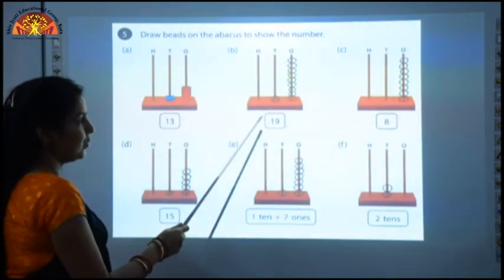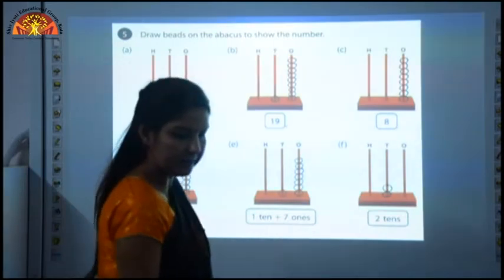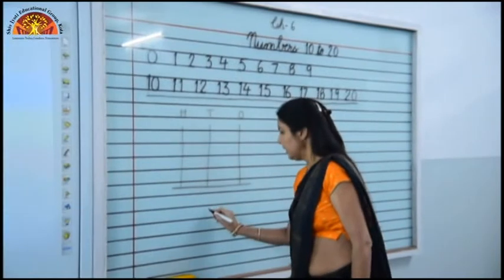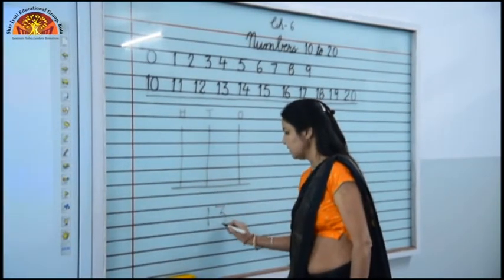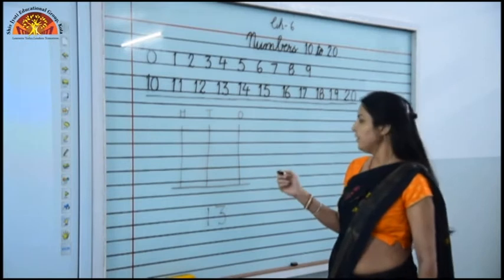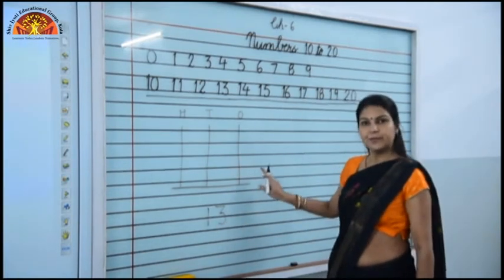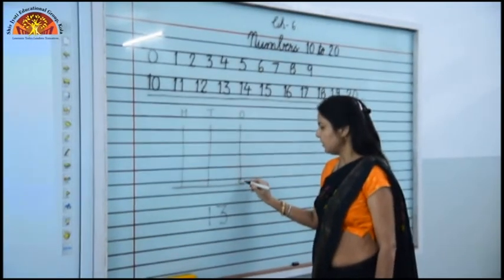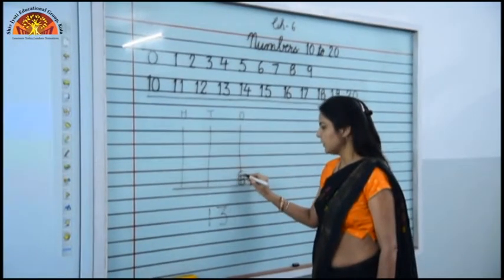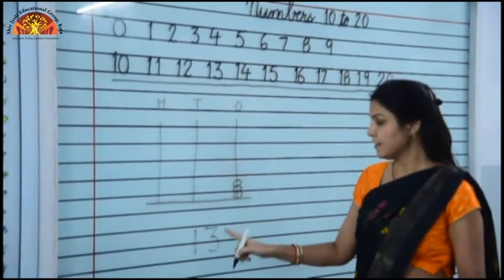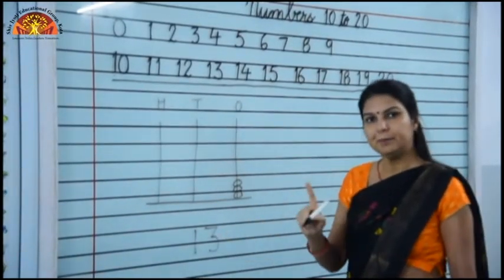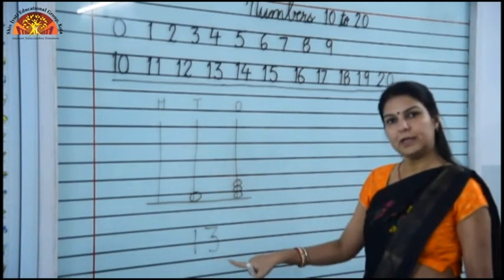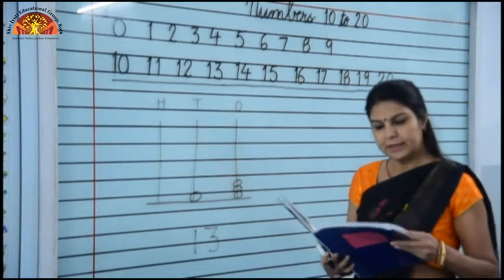Now, let's move on the board. I will give you another example of it. The number is 1, 3, 13. What we will do? We will draw 3 beads at ones place because it is written at the ones place. 1, 2 and 3. And how many beads are at tens place? We will draw 1 bead at tens place. Number will become 1, 3, 13. Now, see the next question.